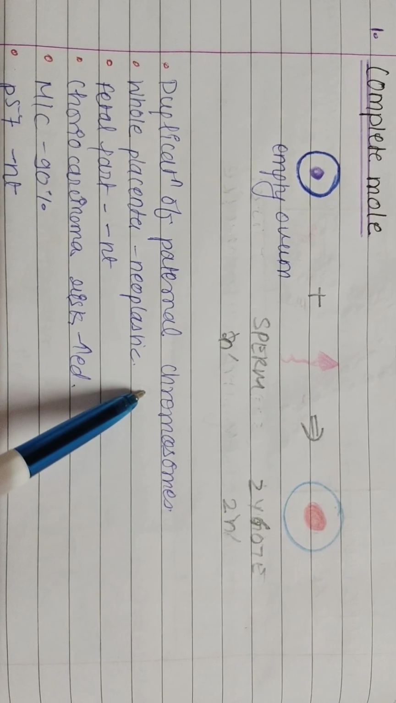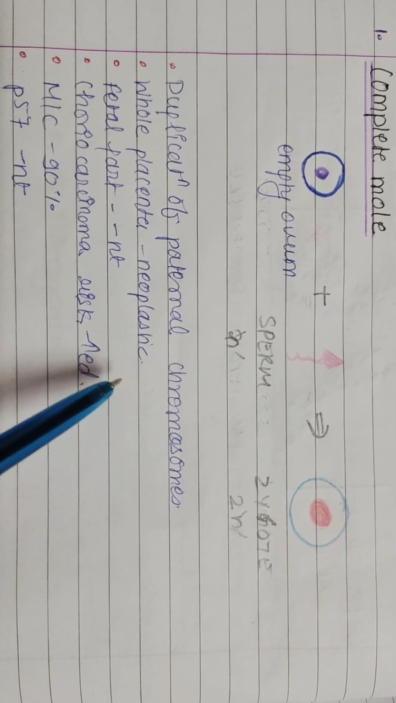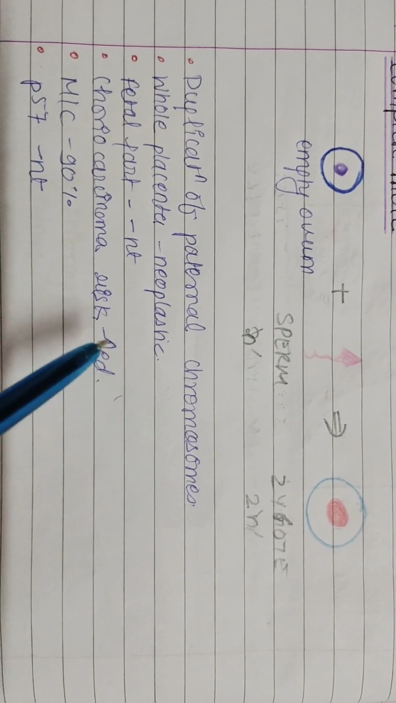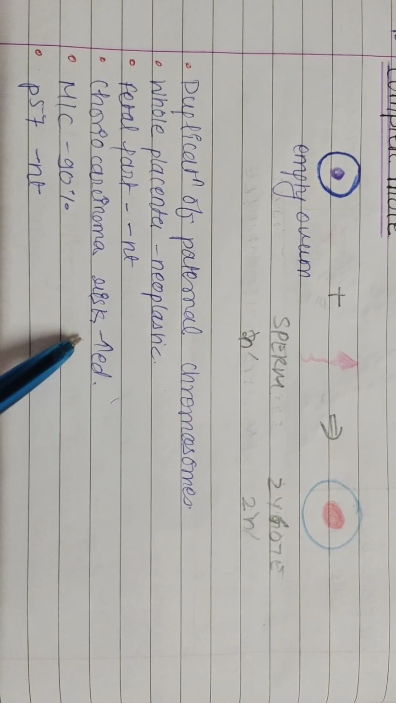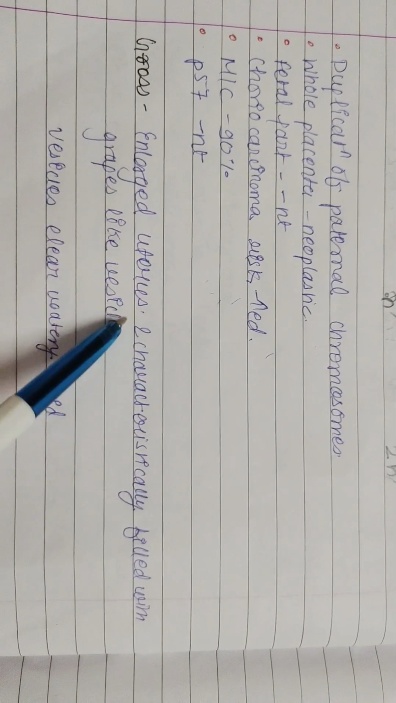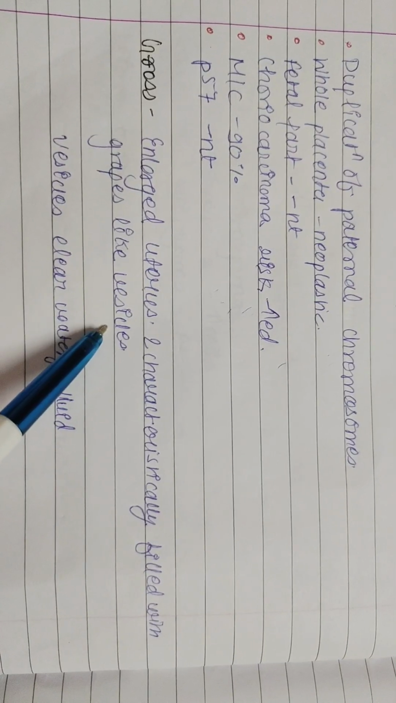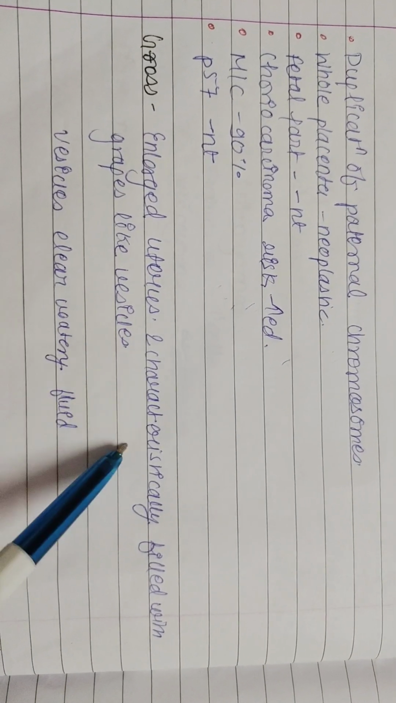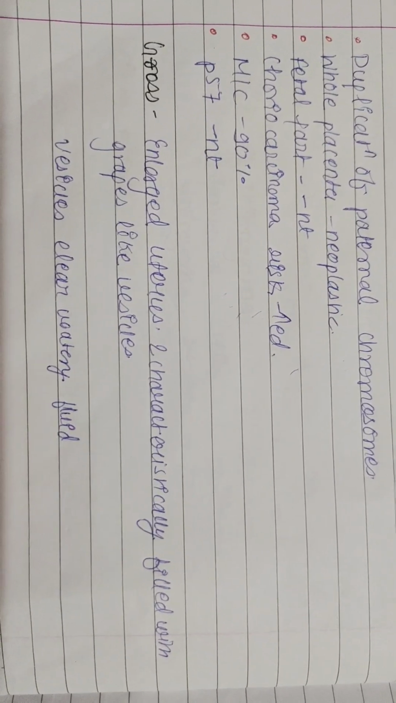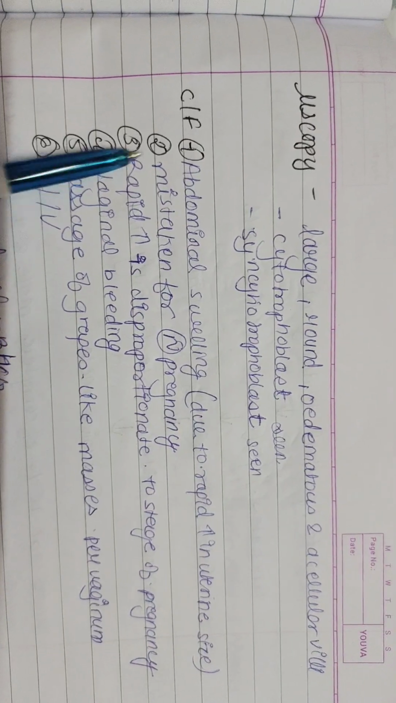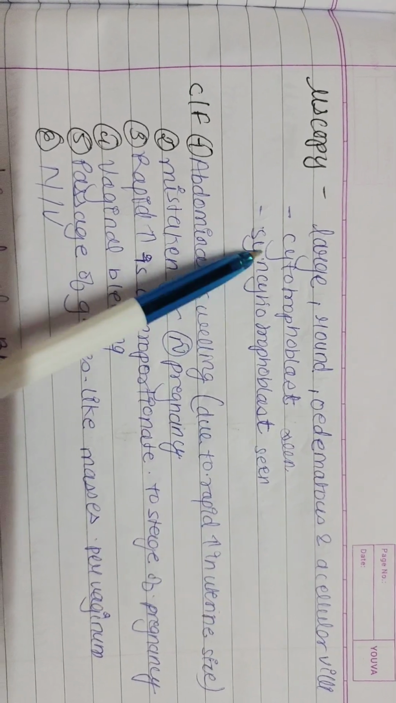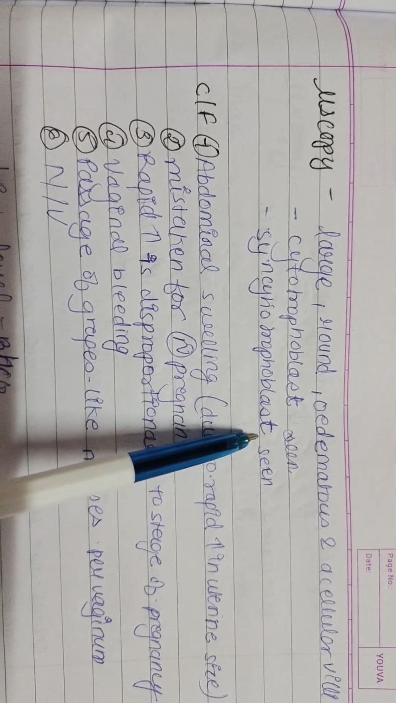So the placenta is neoplastic, fetal parts are absent, and choriocarcinoma risk is increased. It is the most common, in 90% of cases, and in it P57 is absent, which is a tumor marker. Now the gross features of complete mole are an enlarged uterus characteristically filled with grape-like vesicles. Vesicles contain clear watery fluid. Microscopic features are large, rounded, edematous and acellular villi, with cytotrophoblast and syncytiotrophoblast.